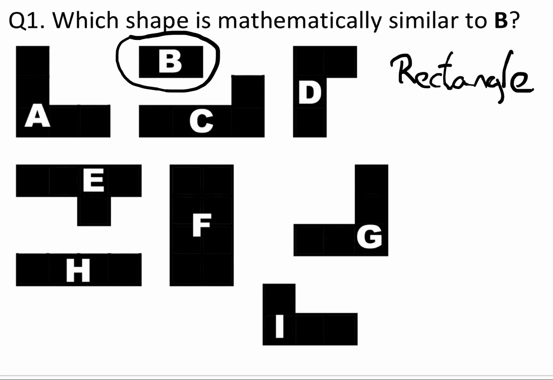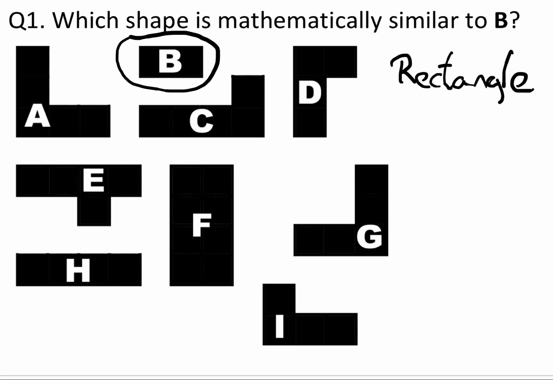So how many of these other shapes are rectangles? Well, A's not. D looks like an L. E looks like one of these battleship things when you play the battleship game. H is a rectangle, so H possibly, and F's a rectangle. G and I are not rectangles, so we've got H and F as possible mathematically similar to B.